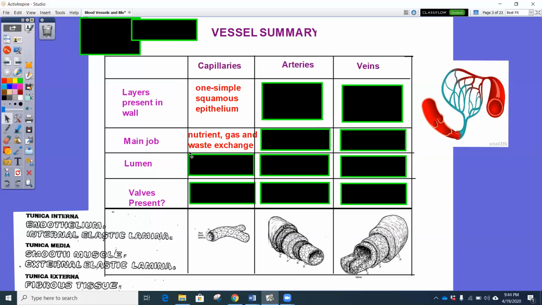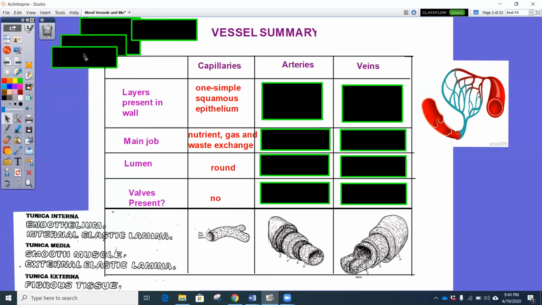Now, the lumen shape is round. It just has a round opening in comparison to others that we'll look at in a second. And it does not have valves. It doesn't have room for valves because it's only one simple squamous layer thick. Now, again, the name for that simple squamous epithelium of the capillary is endothelium.